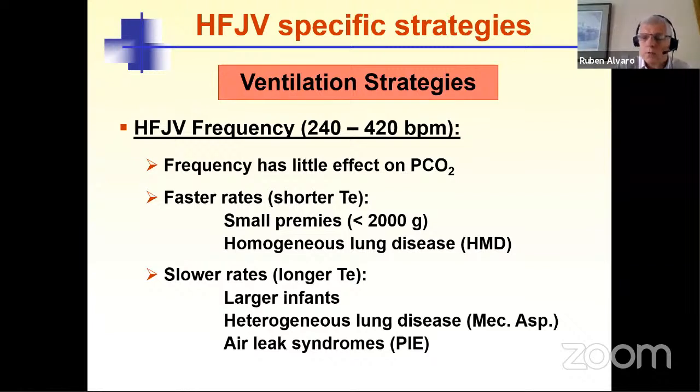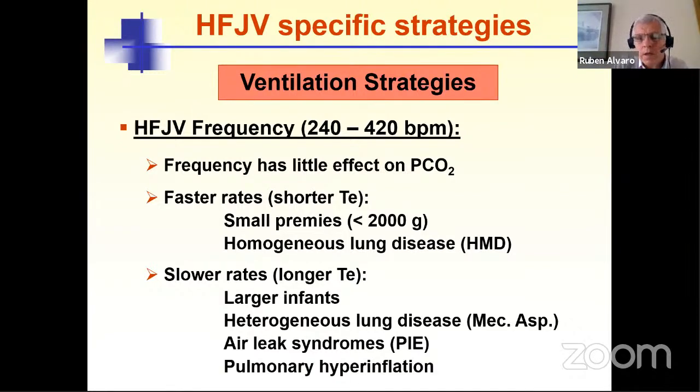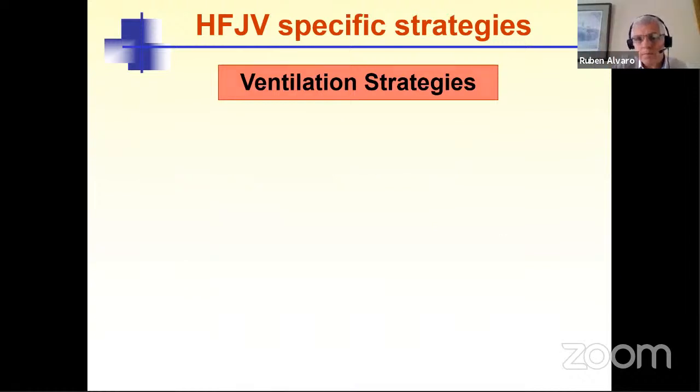So you have to slow down. You should bring the rate all the way down to 240, okay? And every time you have pulmonary hyperinflation or air trapping, you have to slow down. You have to bring your frequency down so you have more time for expiration, okay?